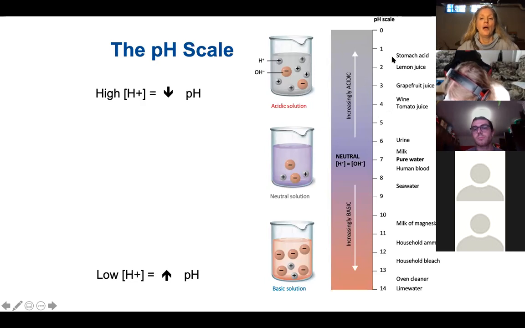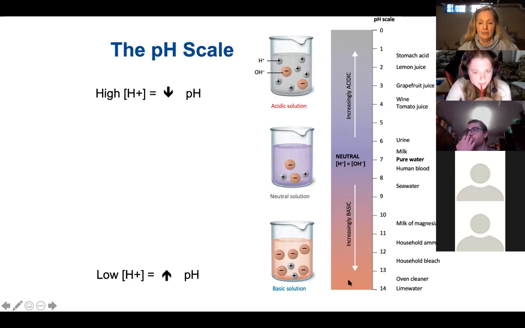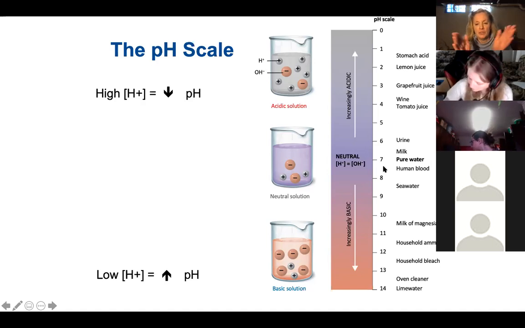The lower you are on the pH scale, the more acid you are. Right at 7, neutral is where the amount of H plus equals the amount of OH minus. When we get into there being more OH minus than there is H plus, then we're up here in what's called the basic scale. And you can see milk, pure water, human blood, we're all right here around neutral. Just within a couple of notches around 7.